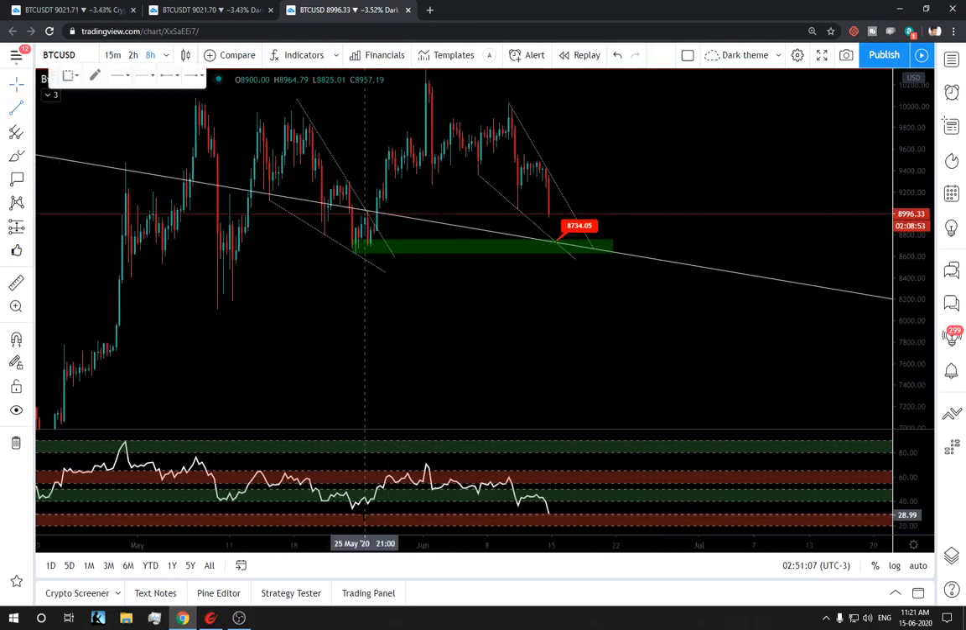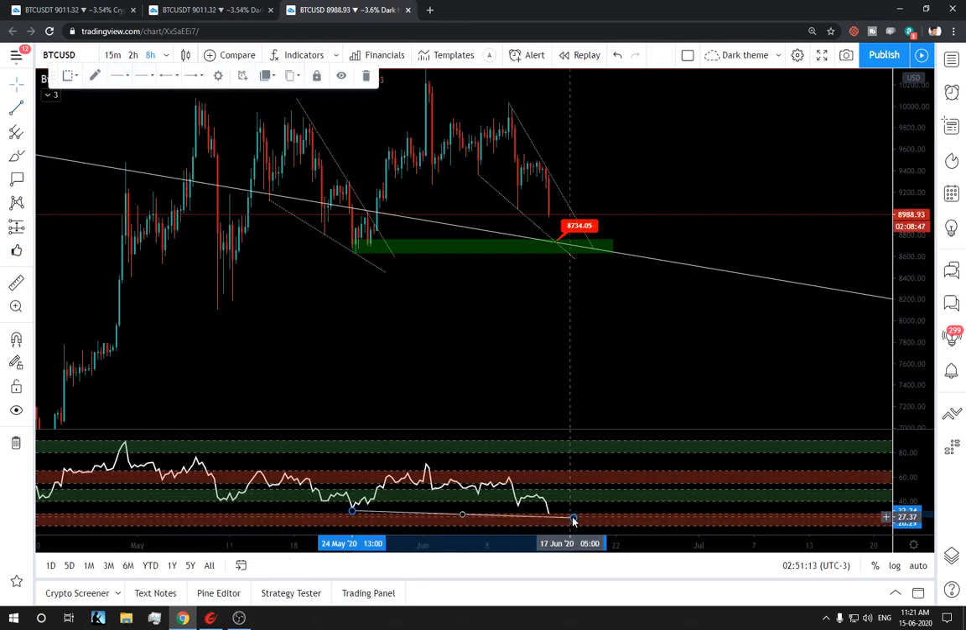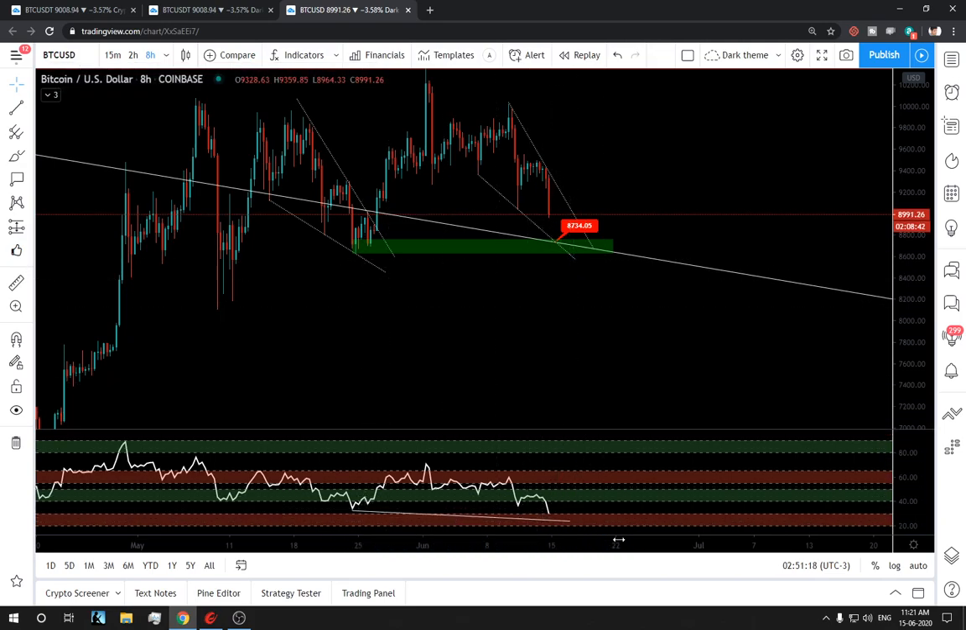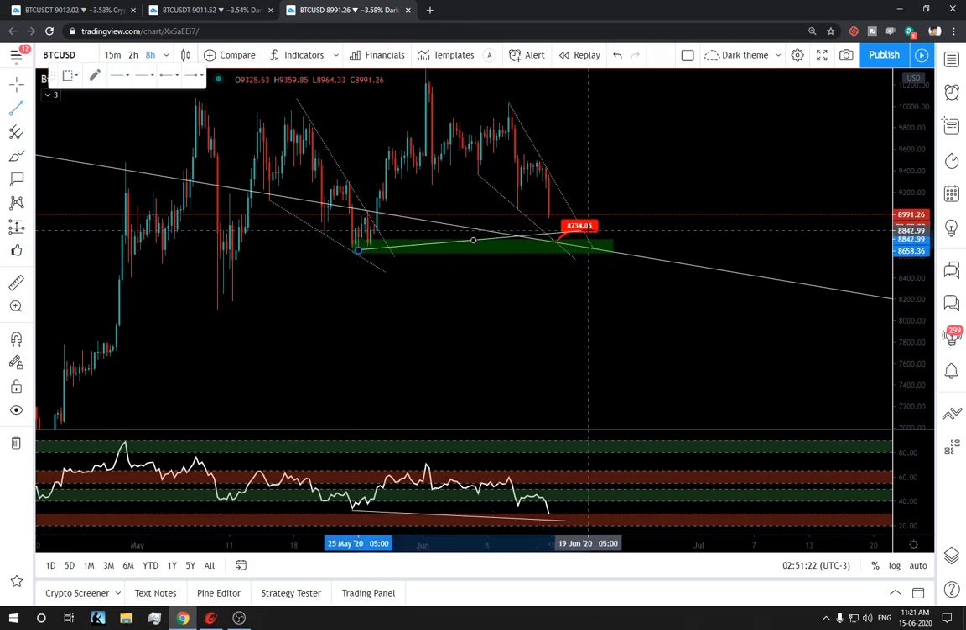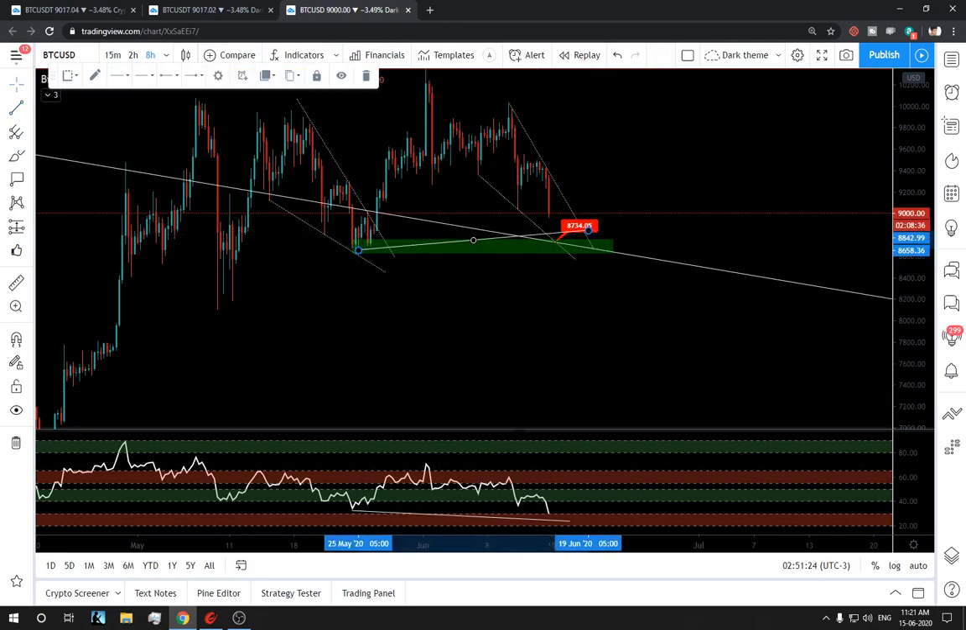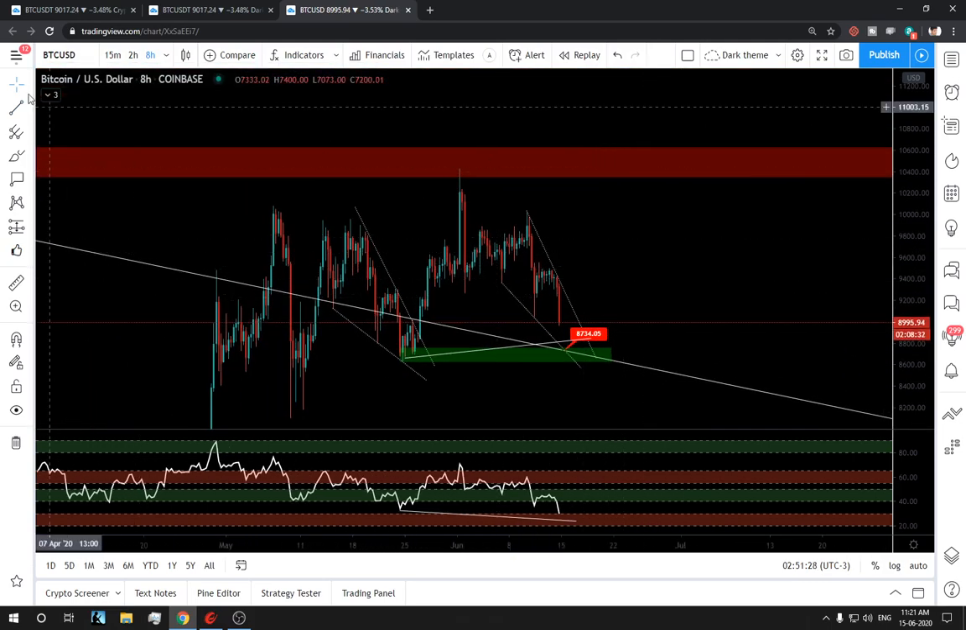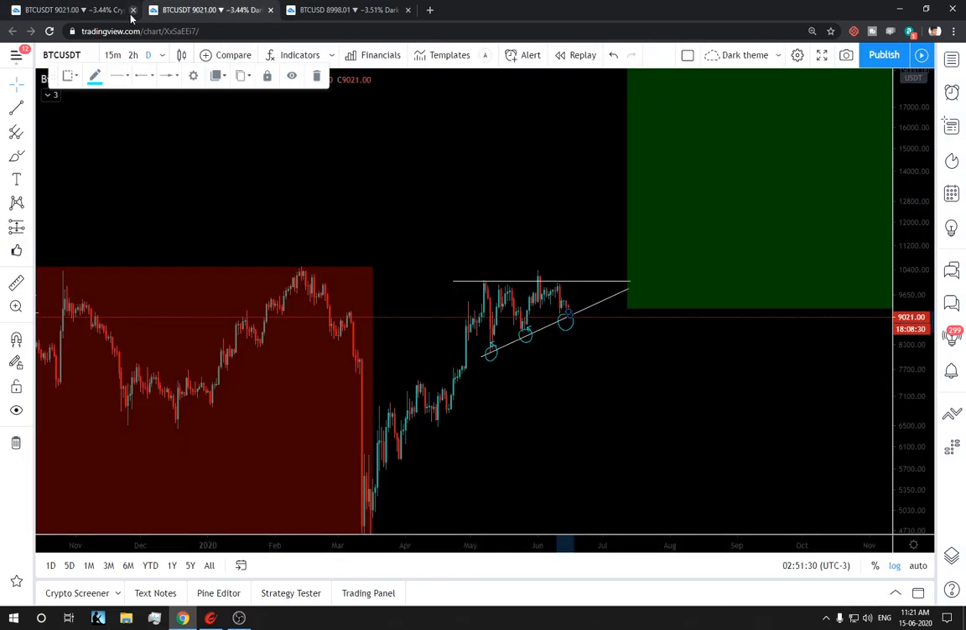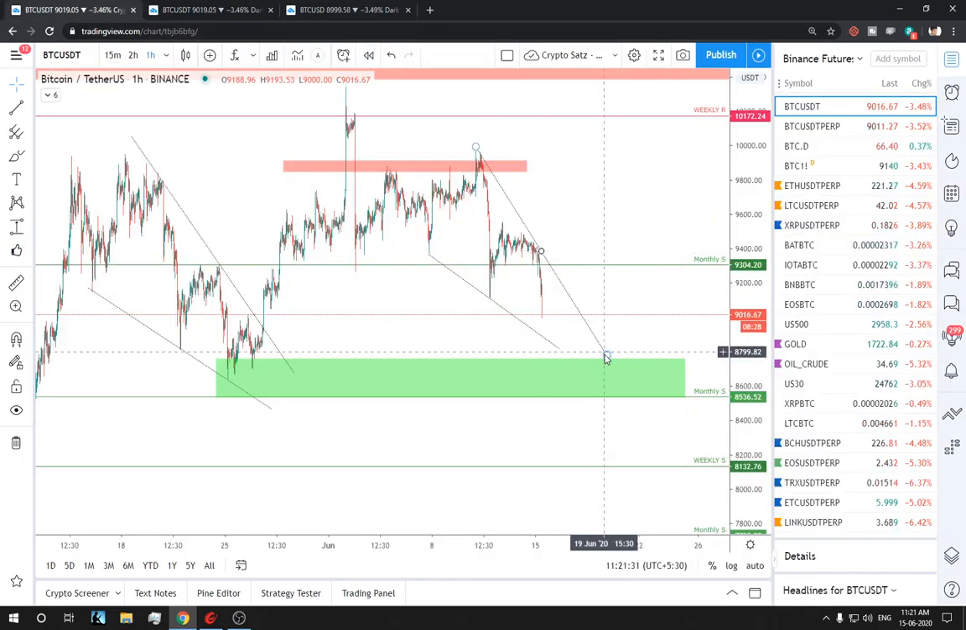So you can see here price is making a lower low, which will eventually be around 8,750, around this range, and we might get a higher low. So that will give us a hidden bullish divergence and fuel to pump and break this pattern and move to the upside. So thank you guys, this is my analysis as of now.